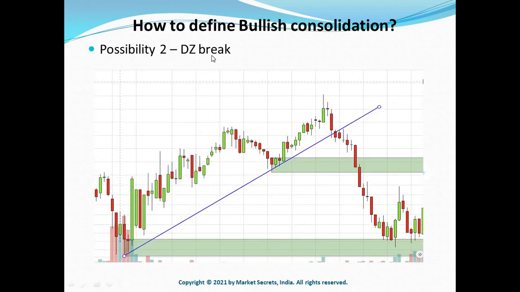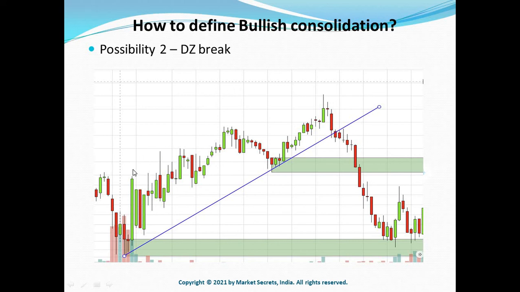Likewise, there is possibility number two, which is a demand zone break. For a valid demand zone, irrespective of whether it was a CP or a valley based demand zone, if the price breaks underneath the demand zone, then we are in a bullish consolidation. Even if price breaks it by one tick, we are done.